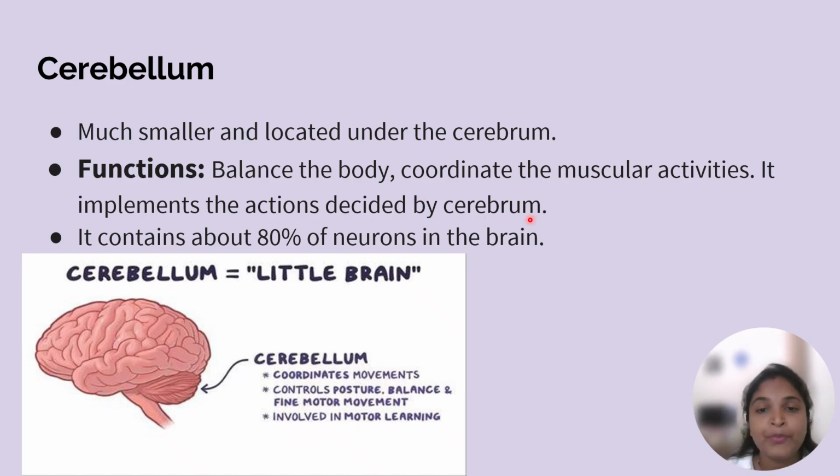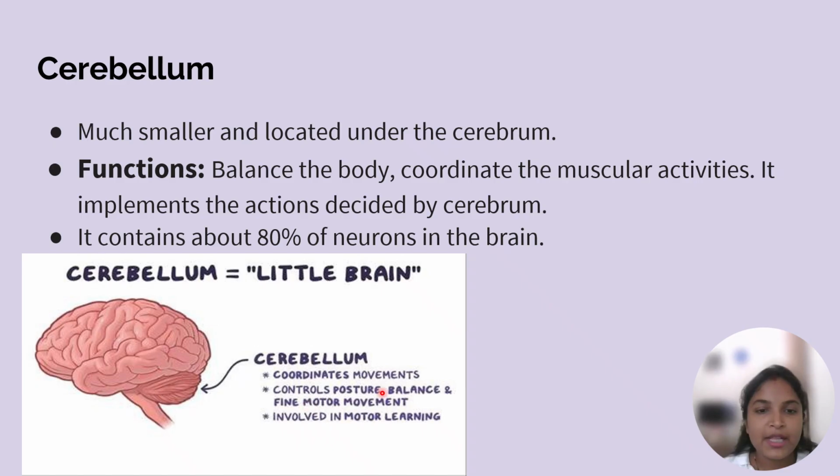The cerebrum is thinking. When the cerebrum decides that you need to stand, after standing, what gives you the balance? The cerebellum gives you the balance. Now the third point is that it contains about 80% of the neurons of the brain. Where the cerebrum contains the major 9 billion neurons, the cerebellum also has 80% of the neurons of the brain. The cerebellum is the little brain, we can say.